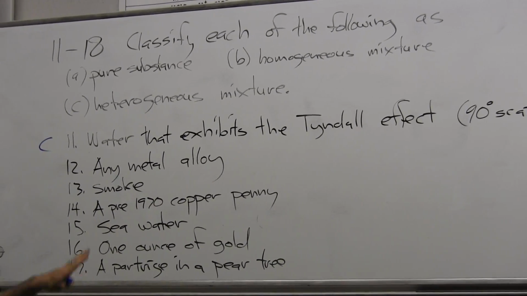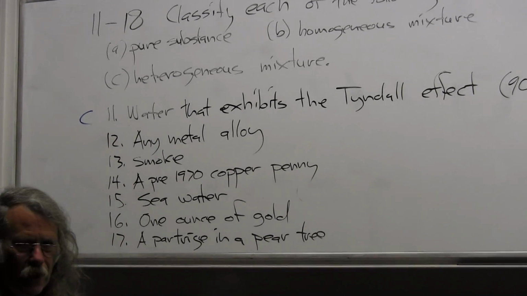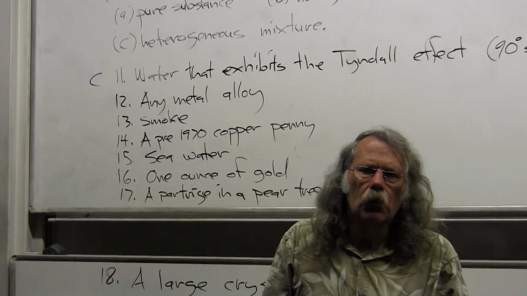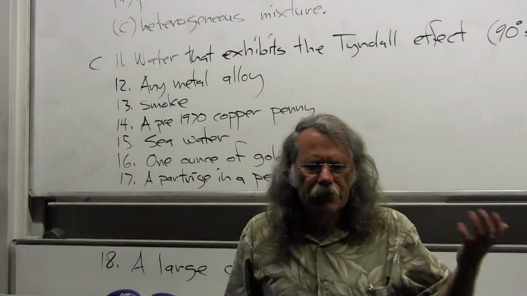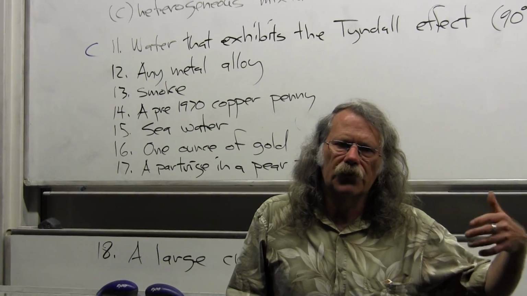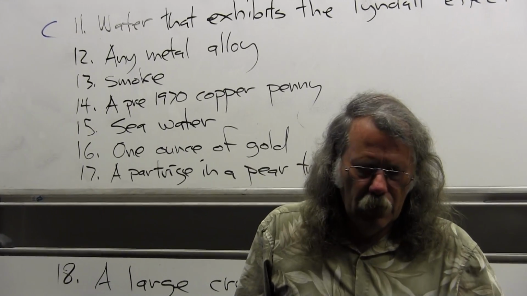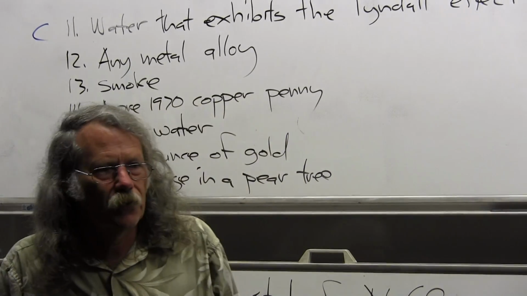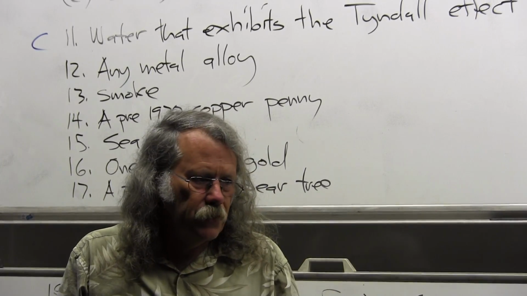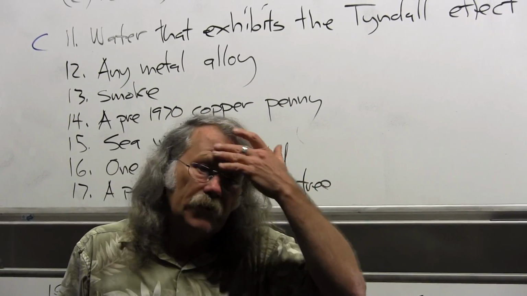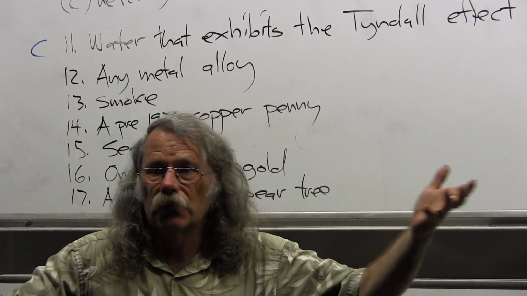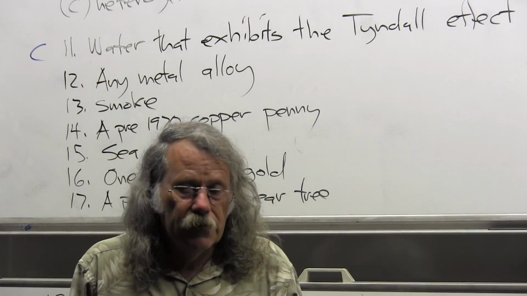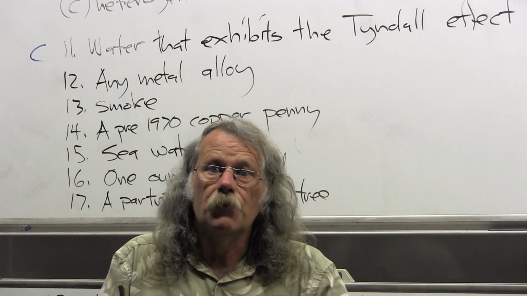And number 12 is any metal alloy. Well, as solutions go, the most common example of a solution is the ones we were discussing, like in water or some sort of a liquid. But that's not the only type of solution that exists. There can be, like the air we're breathing, a gaseous solution of a mixture of nitrogen and oxygen, for that matter, is a homogeneous solution, a mixture.